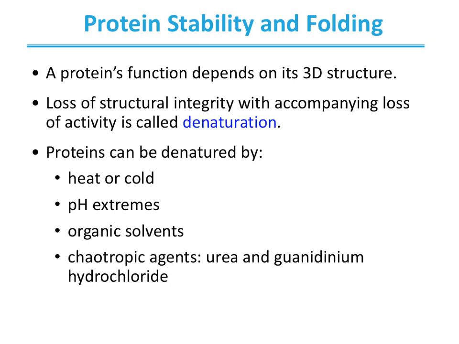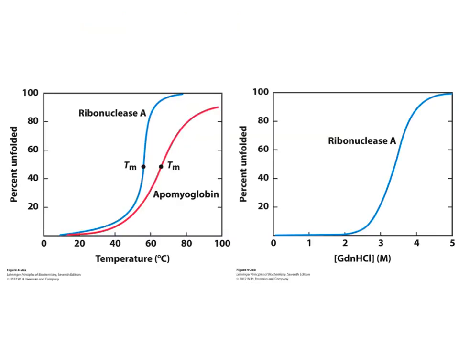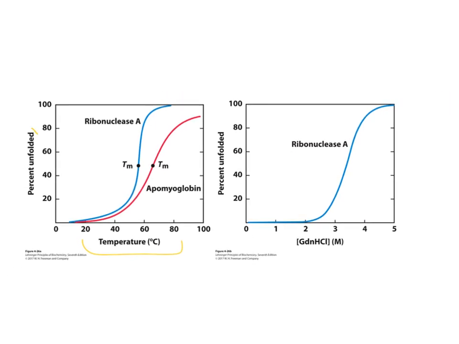A protein's function depends on its 3D structure. Loss of structural integrity with accompanying loss of activity is called denaturation, and it can be initiated by heat or cold, pH extremes, organic solvents, or other agents such as urea and guanidinium hydrochloride. Often the temperature window within which a protein will unfold is narrow, resulting in an exponential curve shown here. So here you will see that on the y-axis we have the percent unfolded, and at a particular temperature, denoted as the melting temperature, the protein experiences an exponential rise in the percent of it that is unfolded.